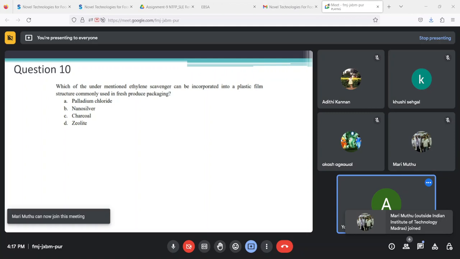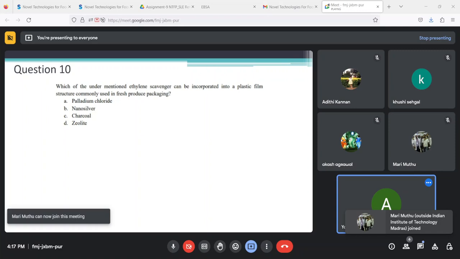Actually, the common thing between all of these is that all of these can be used as an ethylene scavenger. That is, in order to prevent ripening of your fruits, you have to have an ethylene scavenger. That is, it will either absorb all the ethylene or it will decompose all the ethylene that is present. So you need an ethylene scavenger in your food product to prevent it from ripening. So all four of these do act as ethylene scavengers, but their application as a plastic film is different for each of the cases.